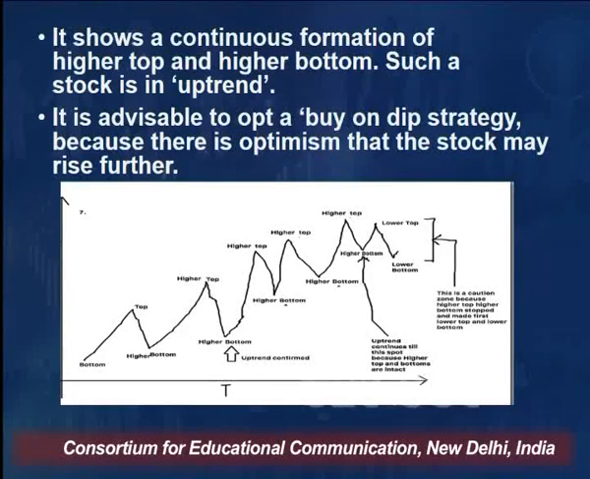So it shows a continuous formation of higher top and higher bottom. Such a stock is in an uptrend, so it is advisable to opt for a buy on dip strategy. Buy on dip means that when higher tops and higher bottoms are being formed, whenever the share price falls, it's a signal that one should buy. Because if you buy at the dip, there is a likelihood that when the share price starts rising, it will break the previous high and the price will go up. There is optimism that the stock may rise further. So these are the various charts which we normally use.